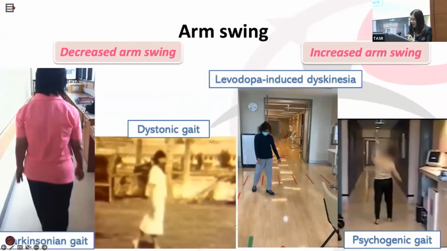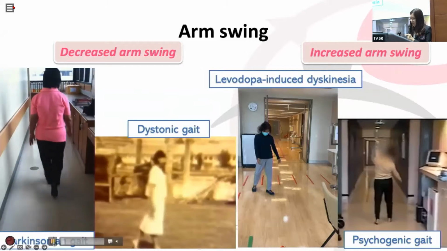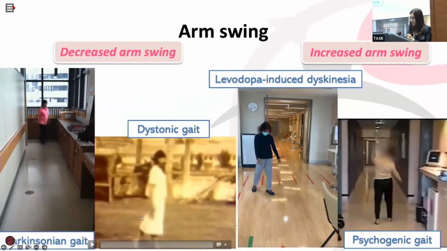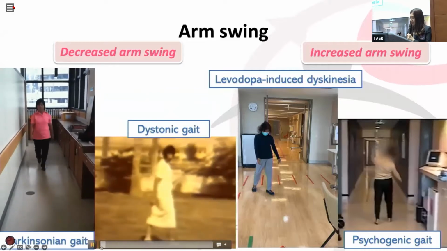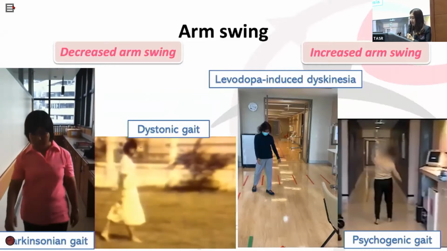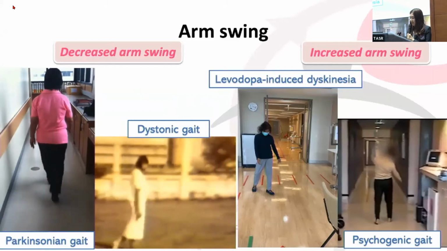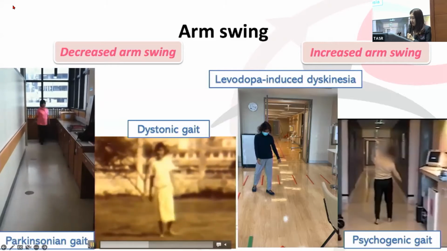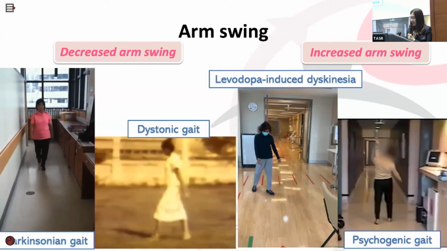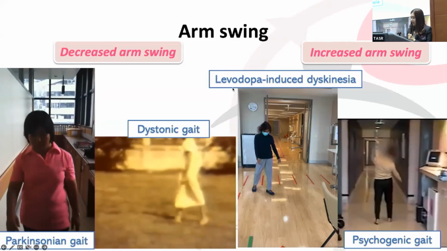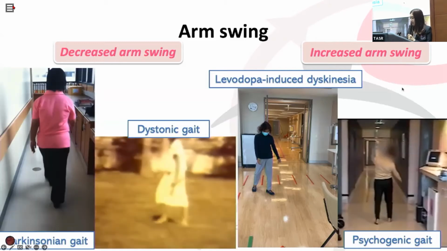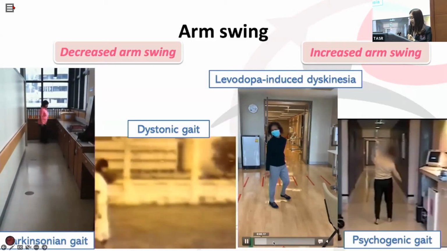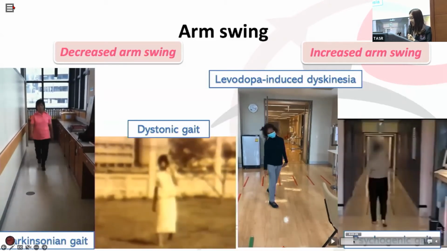The first video on the left is the patient with Parkinsonian gait. And you see that there is a symmetrical decreased arm swing. This is a patient with Dystonic gait. You see that her foot has abnormal posturing and her elbow is hardly flexed with this type of Dystonic gait. So you'll see that this patient has decreased arm swing. For the increased arm swing, it can be found in levodopa-induced dyskinesia here, or even in psychogenic gait.